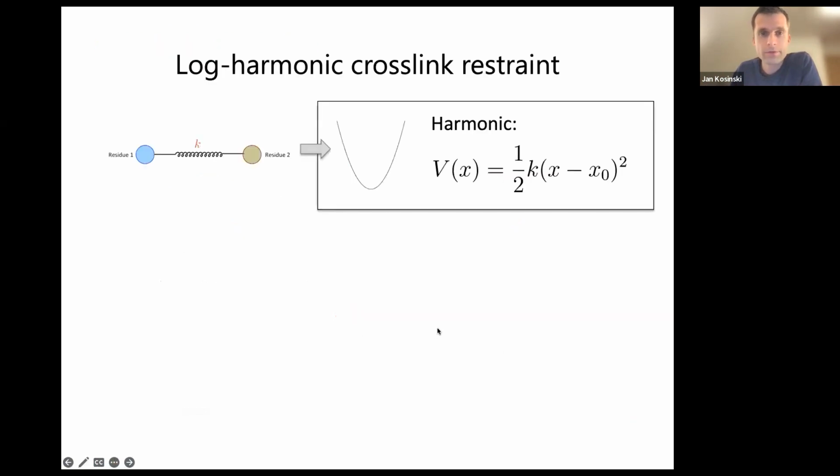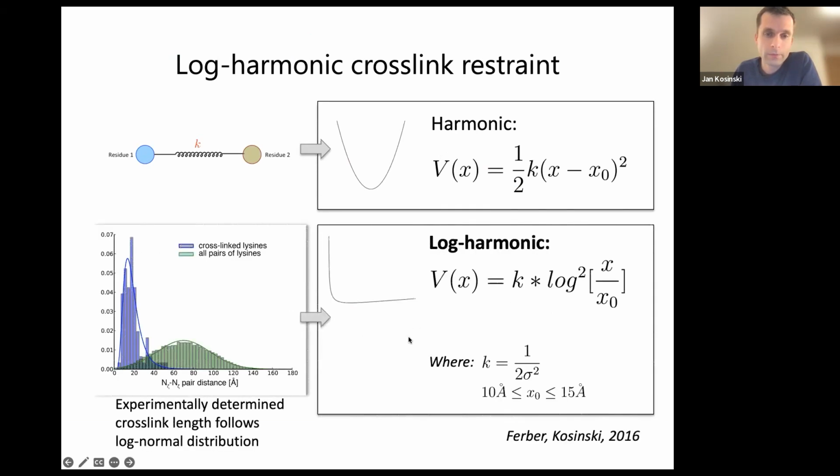But we also provide a bit more sophisticated restraint, a log harmonic crosslink restraint that replaces this standard harmonic potential with the log harmonic potential. This is justified by one of the analyses that we did in collaboration with Michael Nilges from Institut Pasteur, where we noticed that on average, because of flexibility, crosslinks go beyond the maximum physical distance of the crosslinker, and they also approximate a log normal distribution. So we can use this log harmonic distribution to approximate this distribution better.